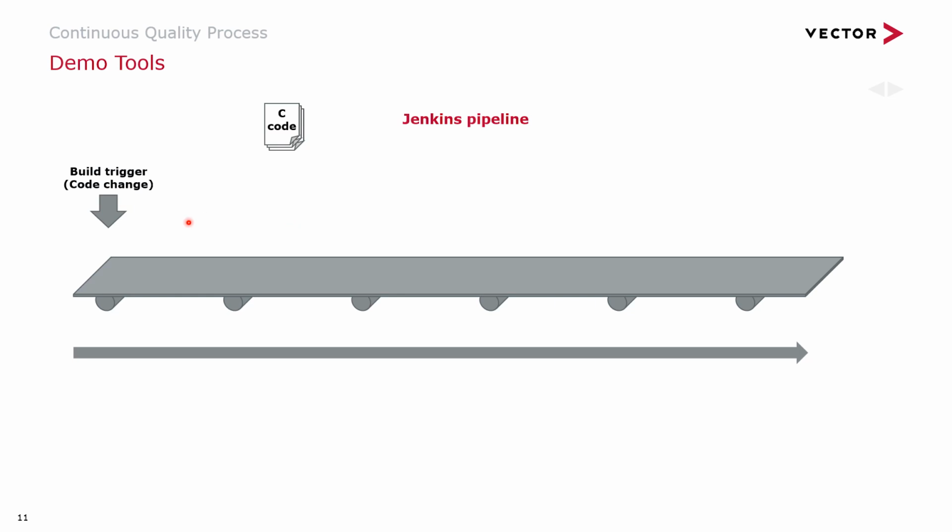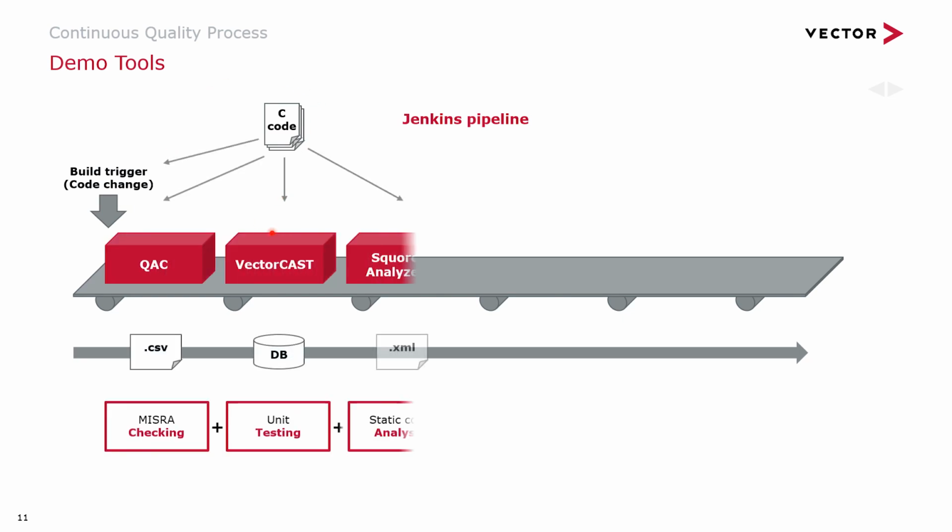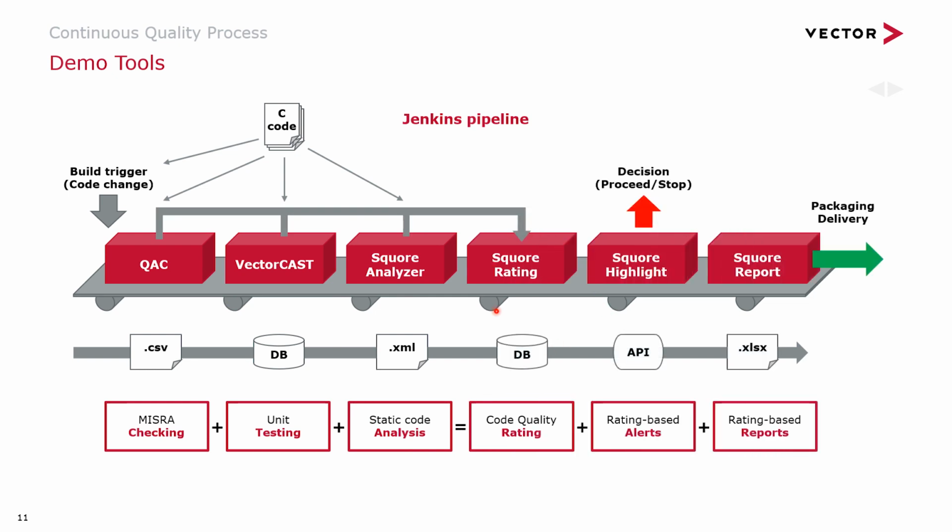And just to put some names on what we're going to see, in the Jenkins pipeline we're going to see now, there is a C code project on which QAC is run, so MISRA rules checking. Vectorcast is used for unit testing, and Squore Analyzer is used for static code analysis. Using all this data, we're going to do some rating on the project, and then some highlights to do the quality gates we talked about before, and then report generation.